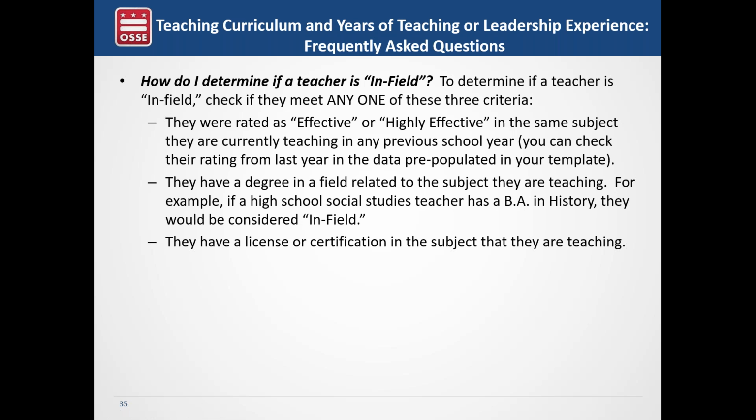So for the section of in-field, you determine if someone is in-field if they meet any one of those criteria. If they were effective or highly effective in that subject during the last school year, and you would know that if that is a returning staff member. If they have a degree in the field related to the subject that they are teaching. And the example here is if it's a high school social studies teacher and they have a BA in history, they are considered in field. And also if they have a license or certification in that subject that they are teaching.